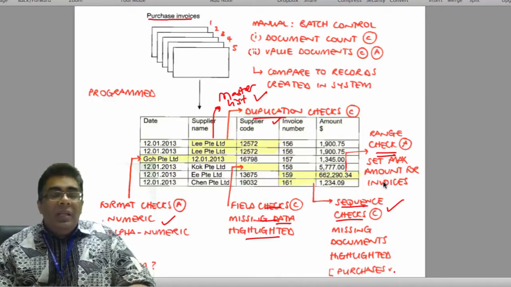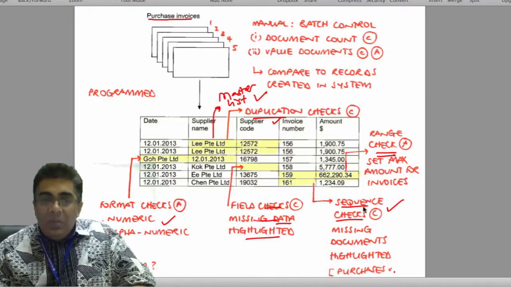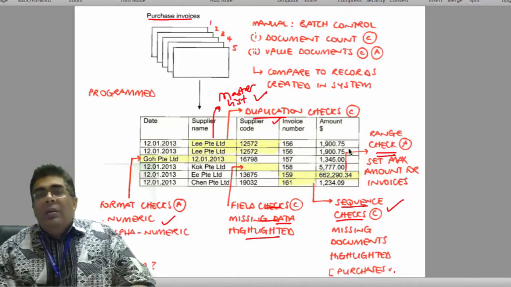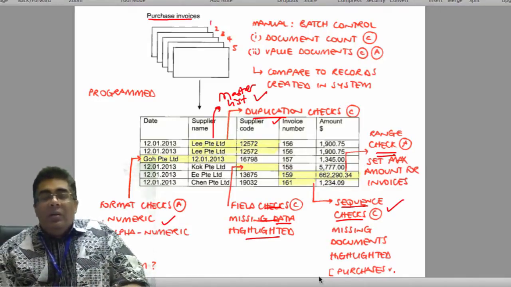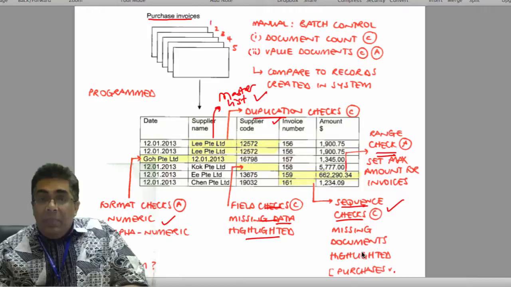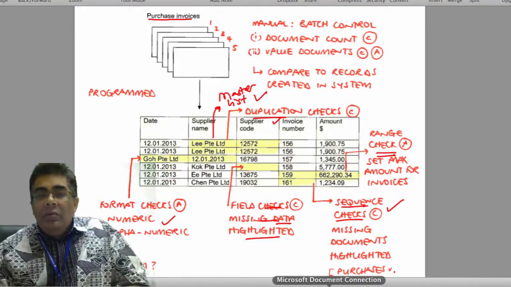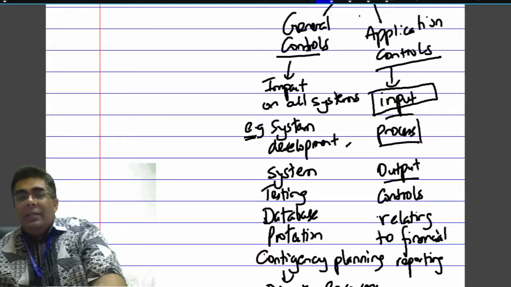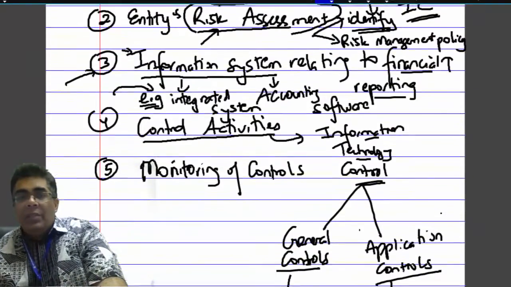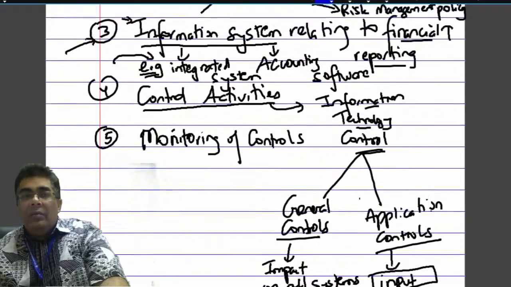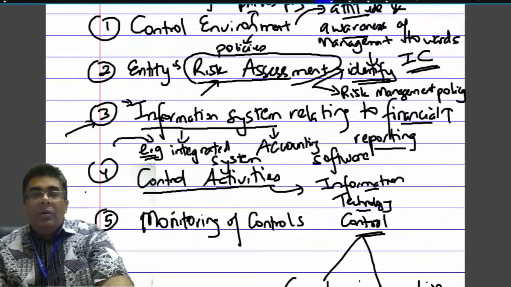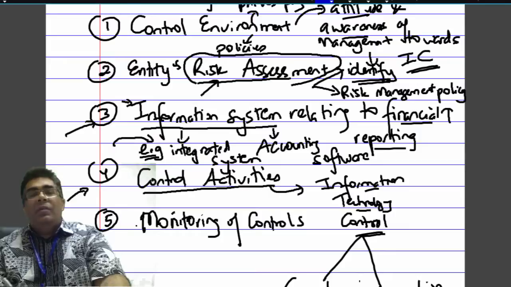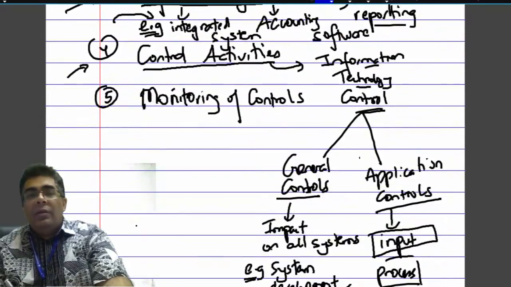So you need to know what are the examples of application controls: sequence check, format check, field check, duplication check, range check. Okay, so that's to give you a preview about what are all the application controls that you need to know. Now moving back to our lesson earlier, so you know what is application control. Okay, now I want to tell you about all the control activities of a company.